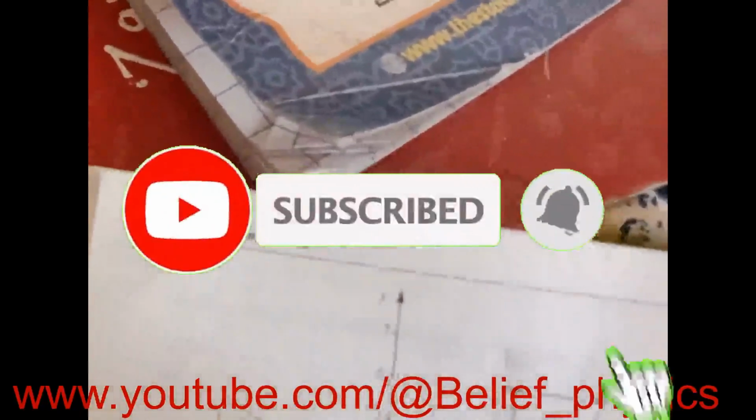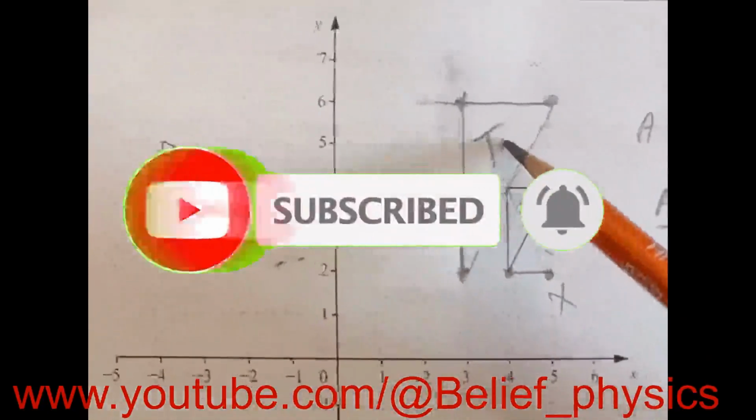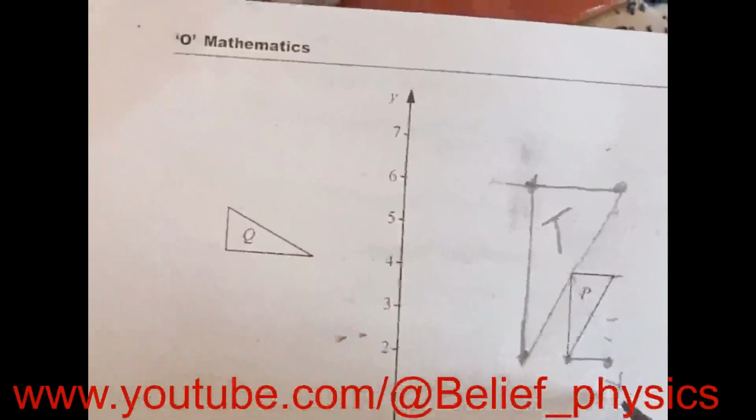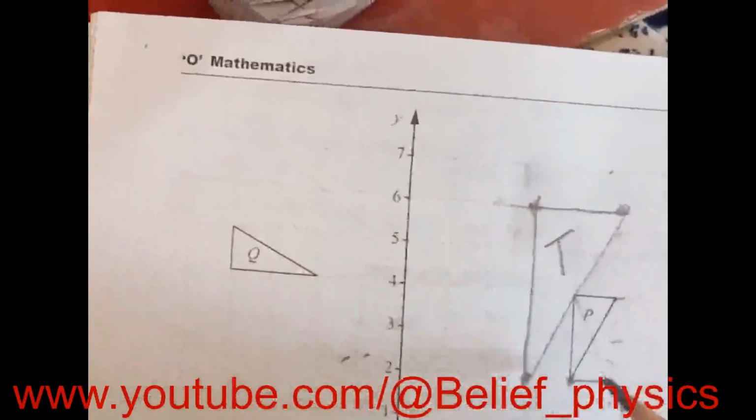Similarly, image of this point: there are 2 boxes, then there will be 4 boxes. 1, 2, 3, 4. This. I join these points by scale. So this is the image of P. This triangle T is image of P under enlargement center 5, 2 and scale factor 2. That's it.